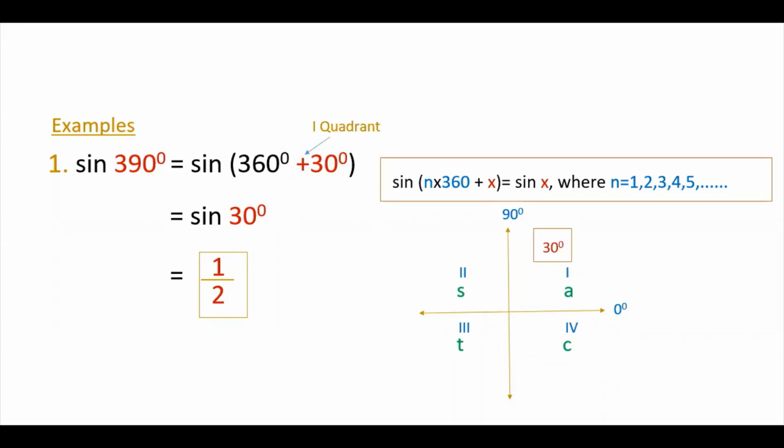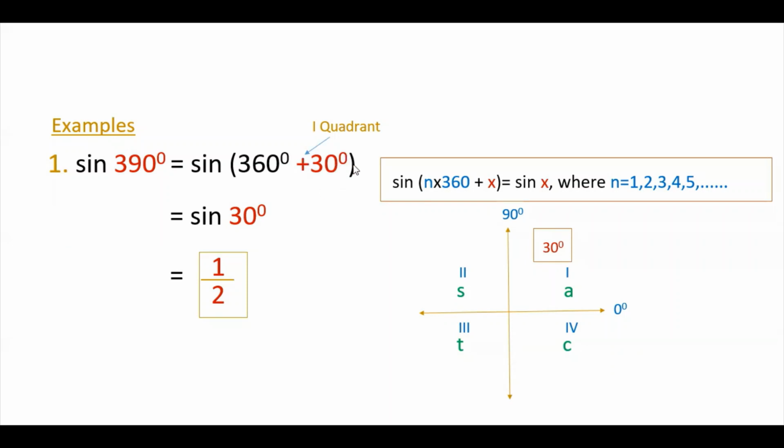If you see these examples, you will understand how to find trigonometric function values above 360 degrees. For example, sin 390 degrees. Here 390 degrees is more than 360 degrees, so you can write this as sin(360 plus 30) degrees. Here 360 degrees means it makes one rotation, so you can neglect this 360 degrees and consider only plus 30 degrees.